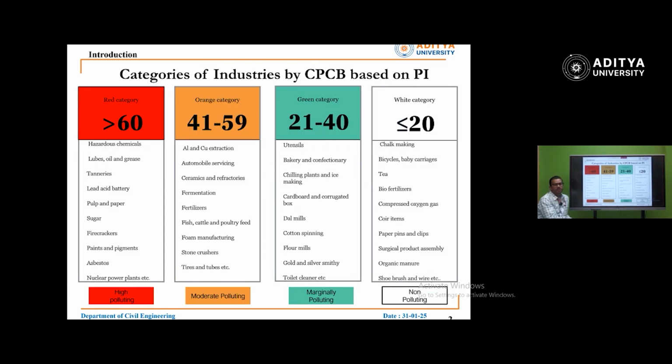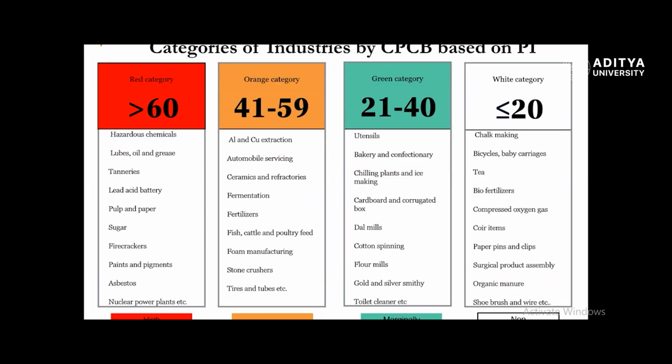The Central Pollution Control Board has categorized the industries into four categories based on their way of contamination, like how they are contaminating air, water, and soil. By cumulating all the effects, they have categorized them. If that cumulative value is greater than 60, it is considered a red category industry. If it is 41 to 60, it is the orange category, which are moderately polluting. Then green category are marginally polluting industries.